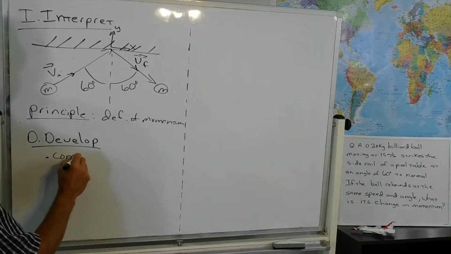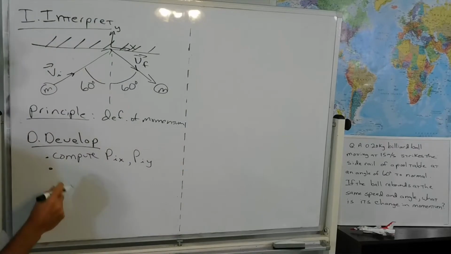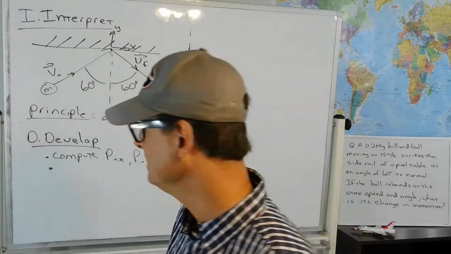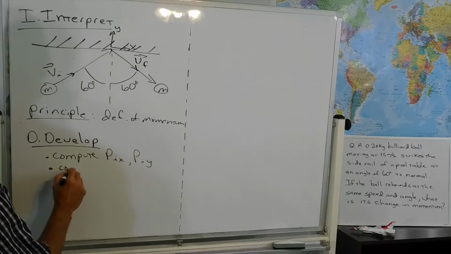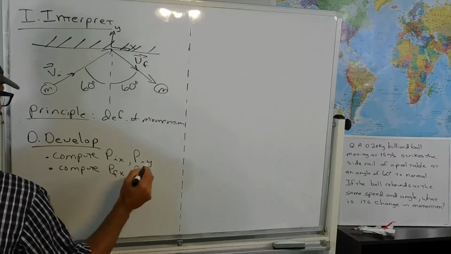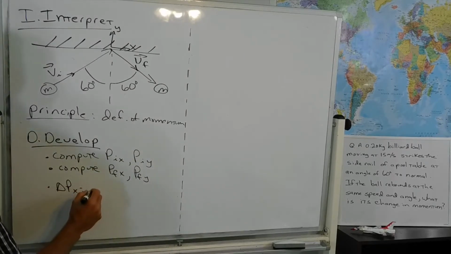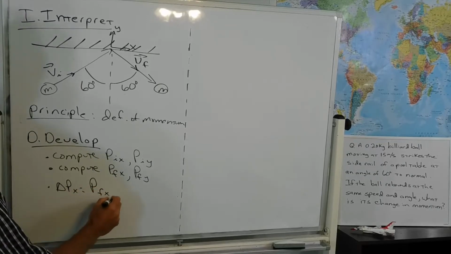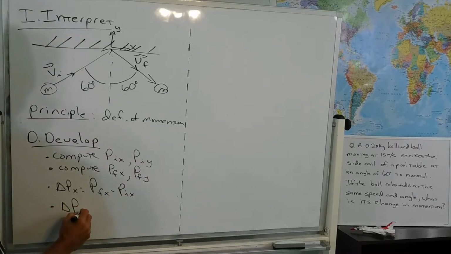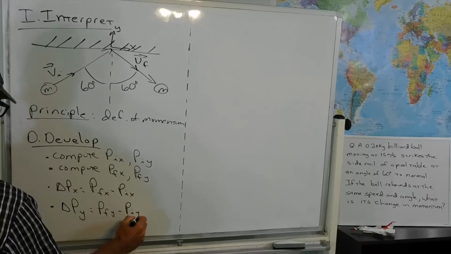So you want to go ahead and compute P initial, the X component, and P initial, the Y component. And it's important here, we're just going to get out of the gate doing everything in component form because vector mathematics is the easiest in component form. So we're going to start off that way, then we're going to compute the final components of momentum, the X and Y. And then the change in the X component is just the final X component minus the initial X component. And the change in the Y component is just the final Y minus the initial Y.